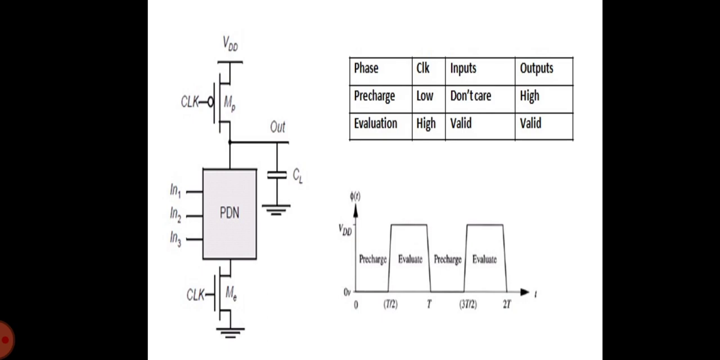and the evaluation transistor ME is turned on. The output is conditionally discharged based on the input values and the pull-down topology. If the inputs are such that the PDN conducts, then a low resistance path exists between the output and ground, and the output is discharged to ground. If the PDN is turned off, the pre-charged value remains stored on the output capacitance CL, which is a combination of the junction capacitance, the wiring capacitance, and the input capacitance of the fan-out gates.